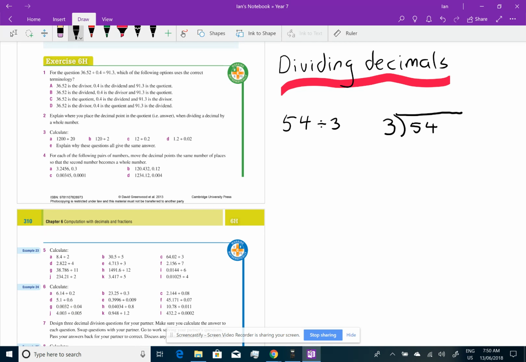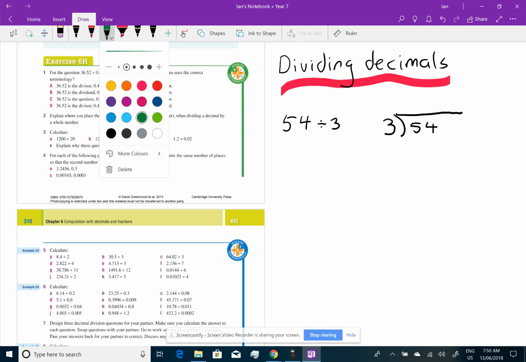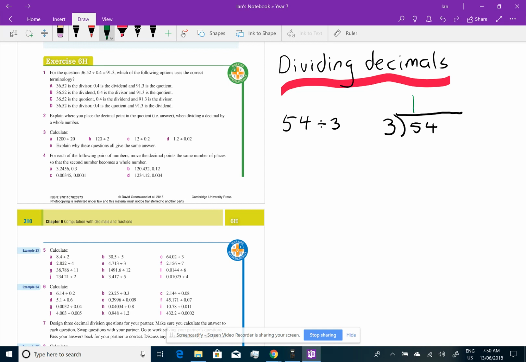we've put in a place value system. How many times does 3 go into 5? And that's easy. 3 goes into 5 once with 2 left over. And because we're using place value, this is now 24. Now, 3 goes into 24 8 times. And there we have our answer. 54 divided by 3 is 18. And what we've set up over here is a little algorithm.